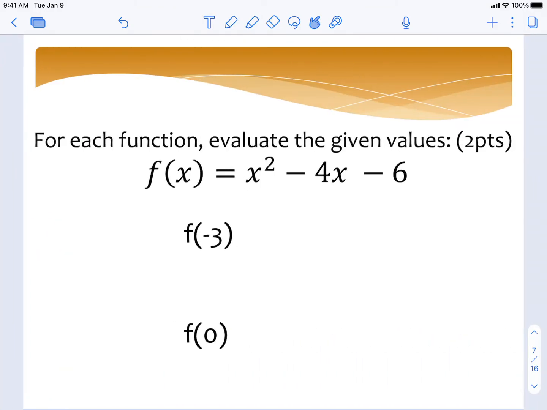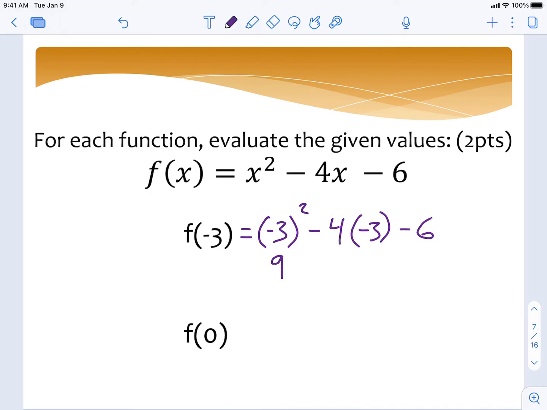All right, evaluating functions, just plugging in numbers. All we need to do here is plug in the -3 for all of the x's. With negative values especially, be sure if you're using a calculator to put that in parentheses. If you don't use parentheses and you do -3 squared, it's going to give you -9. But we know that a negative times a negative is a positive, so that should be a +9. Then this becomes a +12 minus 6, and that gives us what, 15?